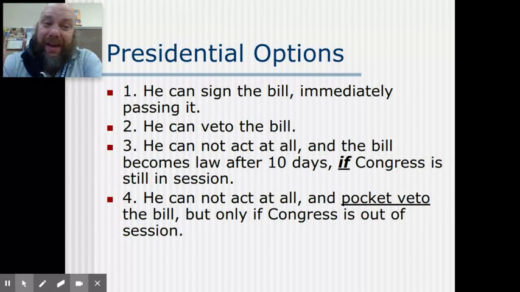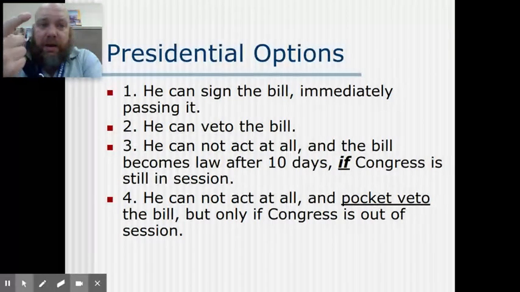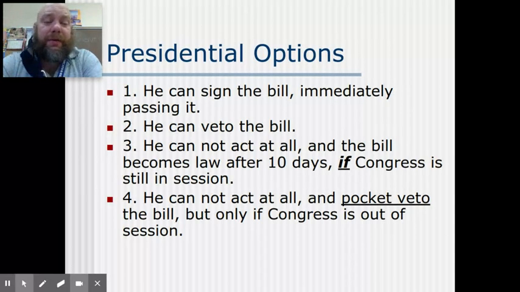Okay, so what do I put on the test is the question, because you have to list all four of these. You have to put one, sign it. Two, he can veto it. The fourth one, pocket veto, is all you have to put. But on three, you pretty much have to say what it says. Do nothing, becomes law in 10 days if Congress is in session. Okay, they don't have to be in any specific order, but those are just the four you need to put.